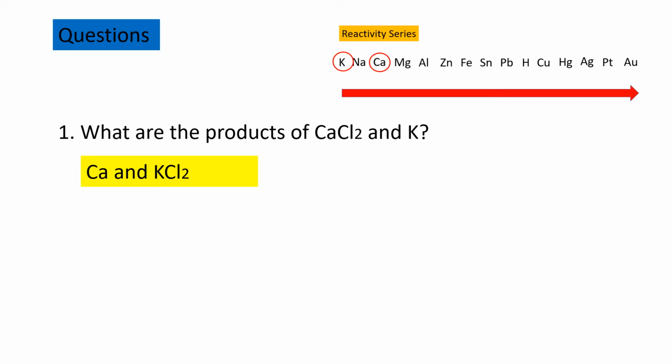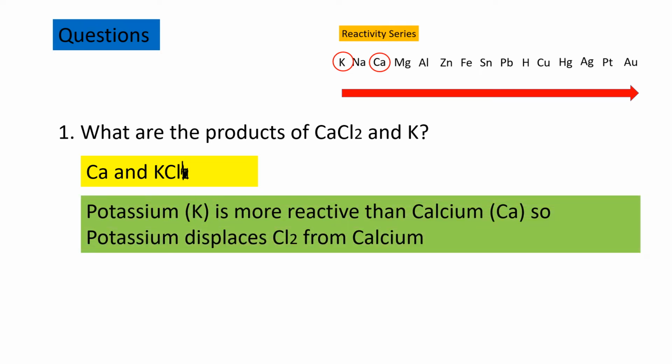Sorry, potassium chloride is actually KCl. I made a slip there. And then calcium is liberated. It's basically neglected. I can't say neglected, but he's liberated. Yeah, it's like he was tossed aside. So because potassium is more reactive than calcium, this is the official explanation of how we can write it out: potassium is more reactive than calcium, so potassium displaces chloride from calcium. That's the entire thing.